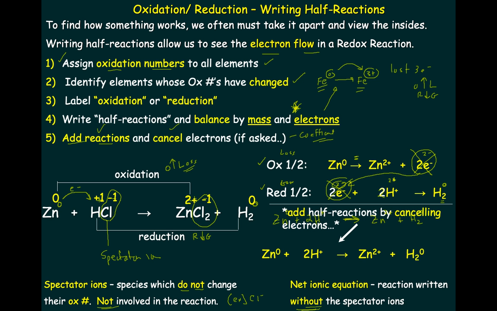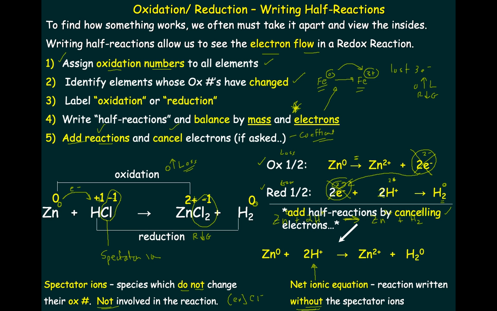All right, so basically to review, we're going to assign our oxidation numbers. Number one, we're going to identify those oxidation numbers that have changed. The zinc has changed, the hydrogen has changed. We're going to label them oxidation and reduction reactions in our reaction. And we're then going to write the half reaction. We're going to just take the ions, basically what you bracketed, and rewrite them. So zinc goes to zinc 2 plus. You're going to add your electrons to balance. Then you're going to write the reduction. You're going to do the same thing, adding electrons to balance. You're going to add those reactions by canceling the electrons. And you're going to get yourself a net ionic equation that is now balanced.